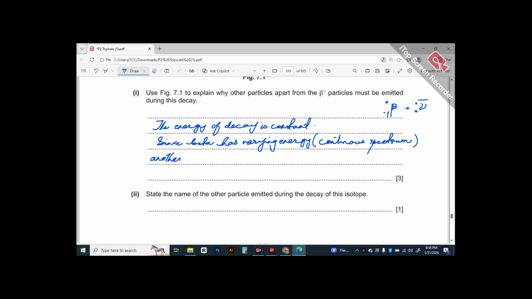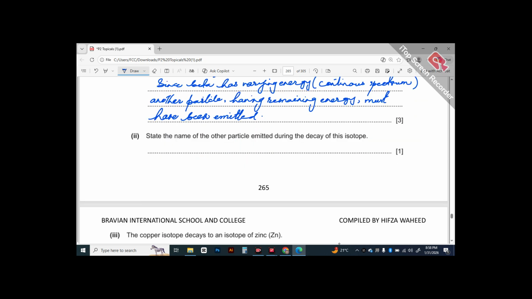Another particle having the remaining energy, or the difference of energy, must have been emitted. Then, right next to this description, they are asking you to state the name of the other particle emitted during the decay of this isotope. And it is none other than the antineutrino.